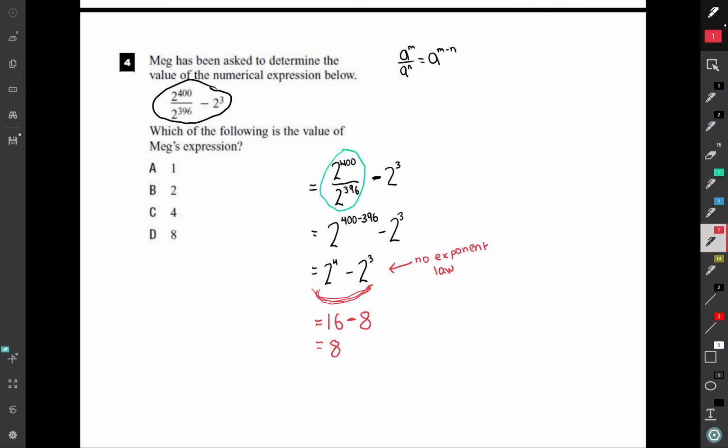So, which of the following is the value of Meg's expression? Well, the correct answer is D.